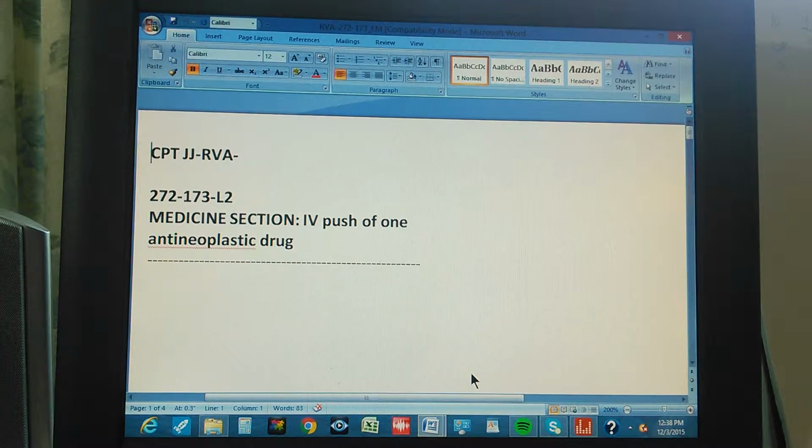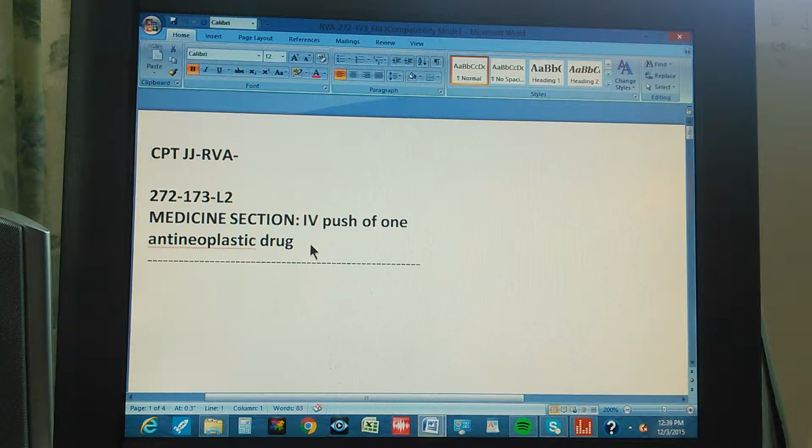All right, CPT RVA. This is page 272, exercise 173. This is a level 2 exercise, which means that there's an extra difficulty here. It's not straightforward. You have to have a little knowledge in order to get to the answer, okay? So the problem reads like this.